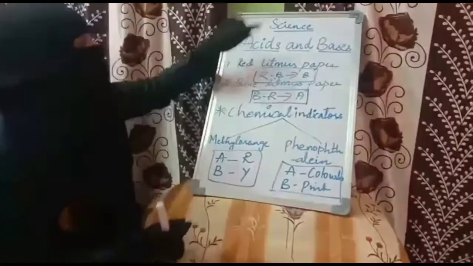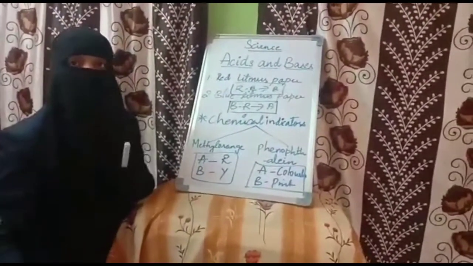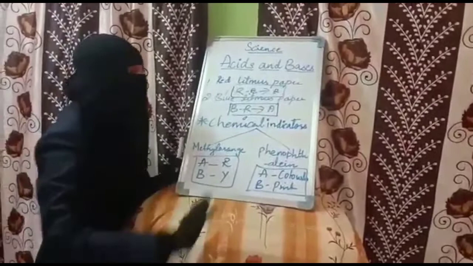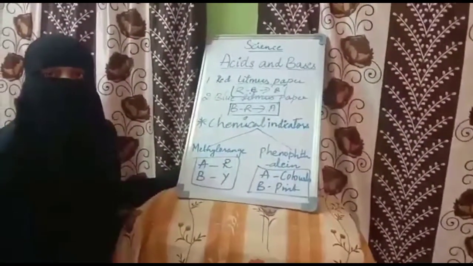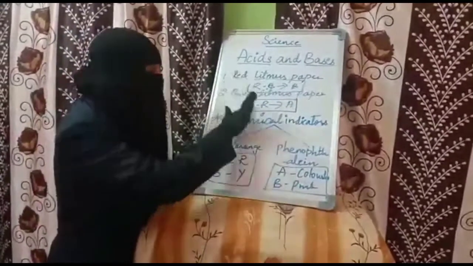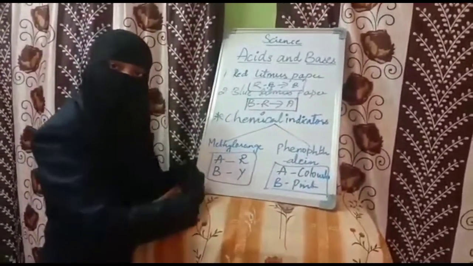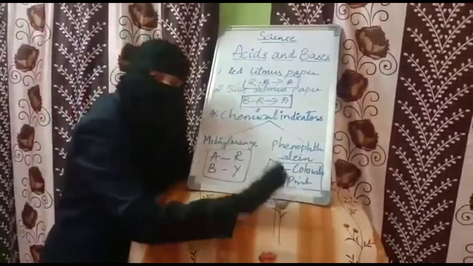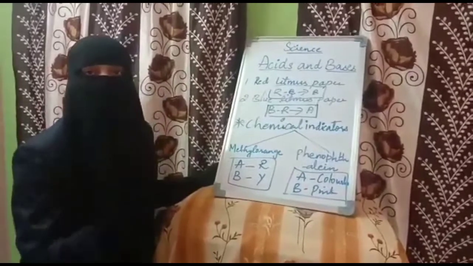Here I said acids, bases, and one more substance. What is it? Neutral. In the case of a neutral solution, no effect will be seen in the litmus papers or in the chemical indicators. If we are using saliva, here no change, here no change. If you add 4 drops of methyl orange, also no change, and even if you add 4 drops of phenolphthalein, also no change. That is because saliva is a neutral substance.